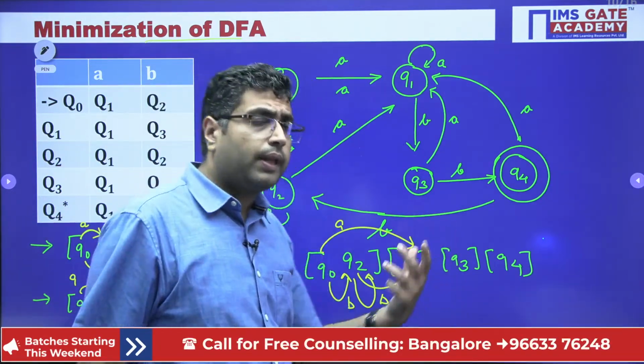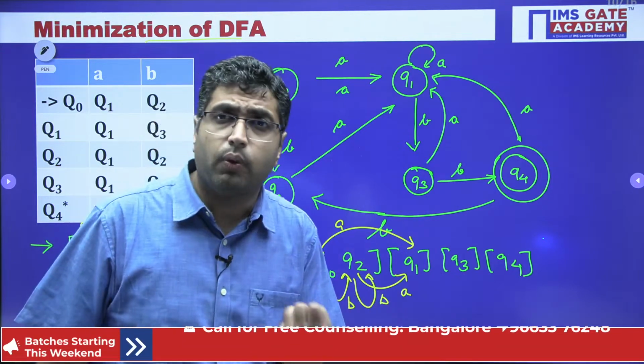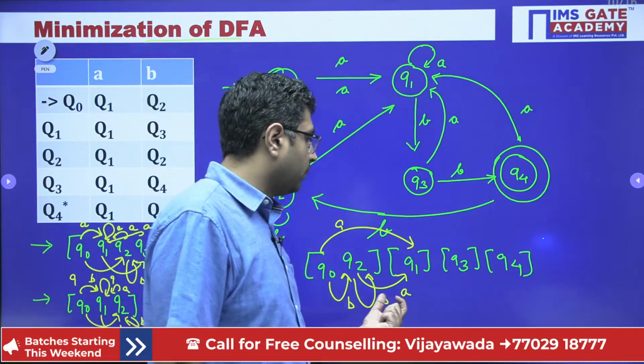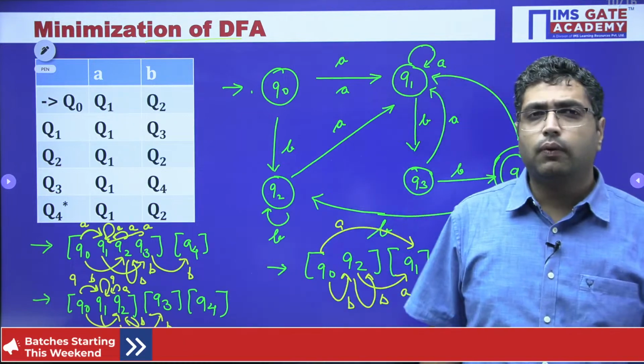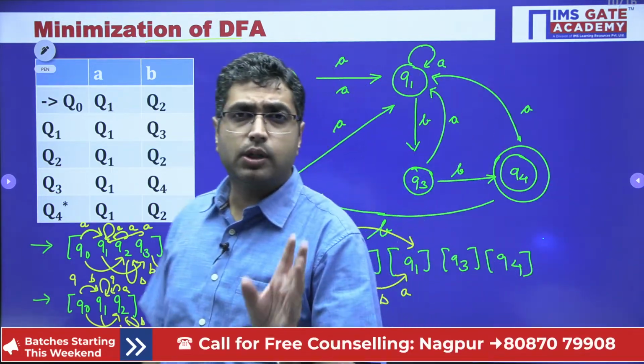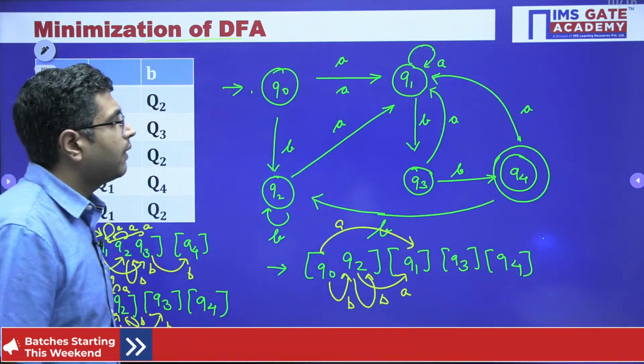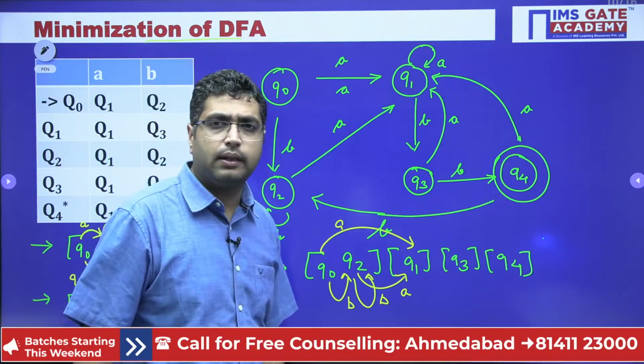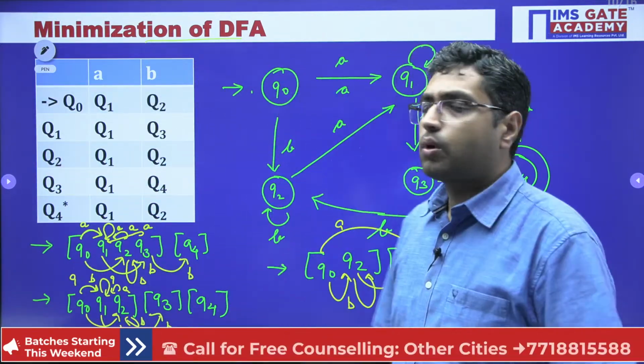For any value of n, they will be equivalent. For any input, they will be equivalent. Right? So therefore Q0, Q2 need to be merged, with Q1, Q3 and Q4 as separate states. So we only need to merge two states, that is Q0 and Q2. And if I merge these two states, I will get the minimal DFA. Right? So how do we do that?